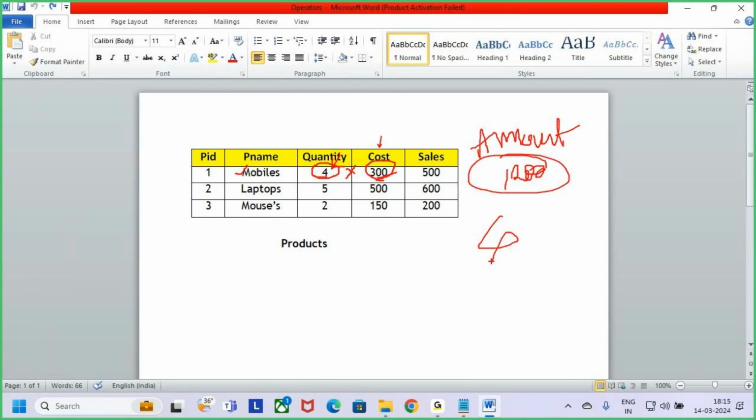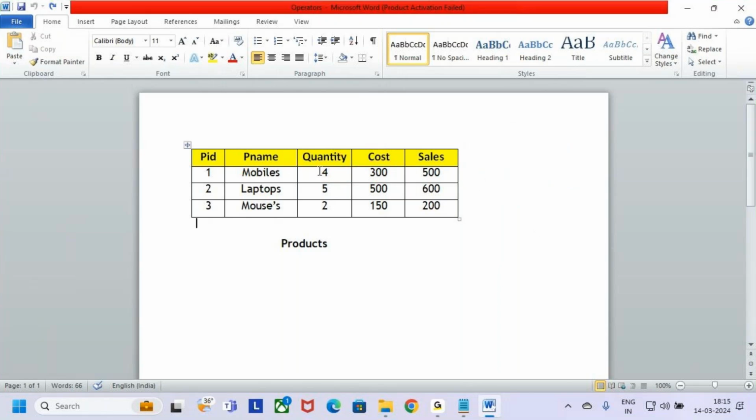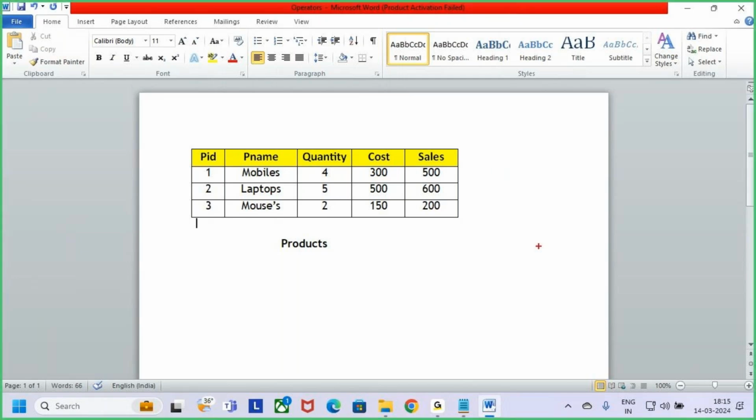4 mobile phones. So my requirement here is to find out the total amount I'm spending on the business, product wise. So to buy the 4 mobile phones, I want to multiply the quantity column with the cost column. 3 fours are 12. So the amount I'm spending to buy the 4 mobile phones is 1200.